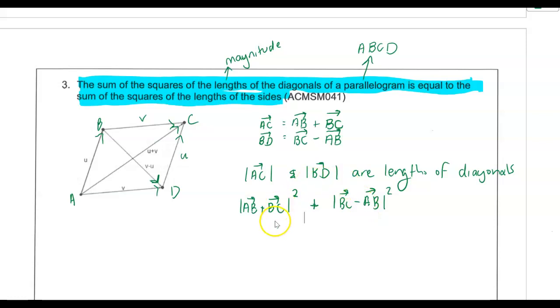So we've got that first part. And now let's expand that and see if we can get that to work through to be equal to the sum of the squares of the lengths of the sides. Now, I just want to make a little note over here that when we had two vectors that were the same and we did the dot product of those two vectors, that was equal to the magnitude of that vector squared.